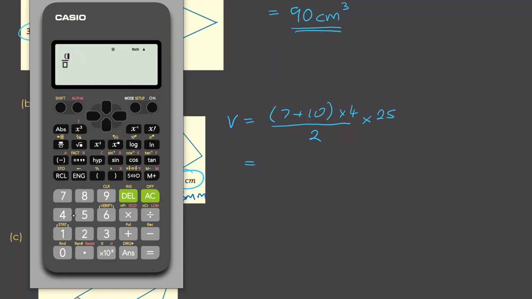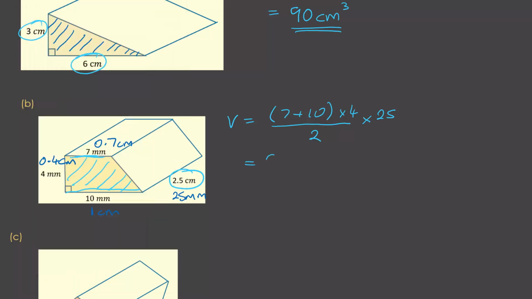So 7 add 10 times 4, divide by 2, and then I need to multiply by 25. So that gives me 850 cubic millimetres.